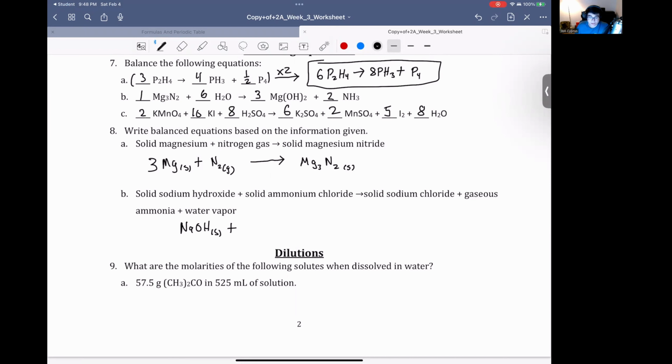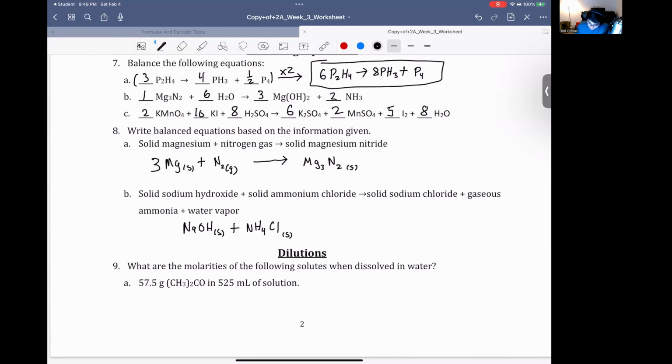Solid ammonium chloride. So ammonium chloride, this is NH4Cl. Again, this is kind of grouped up, you don't have to write that, but it is NH4Cl. Right, this is also a solid. We're going to indicate that with the S in parentheses. This turns into solid sodium chloride. So this is NaCl, right?